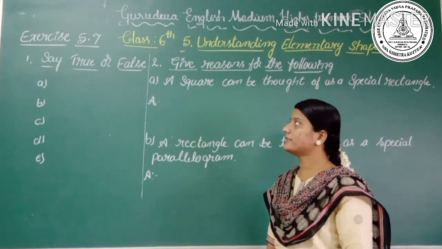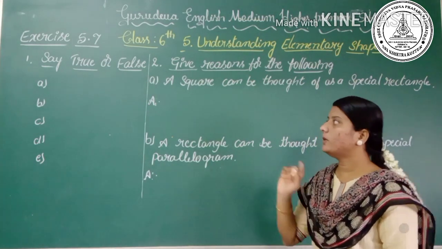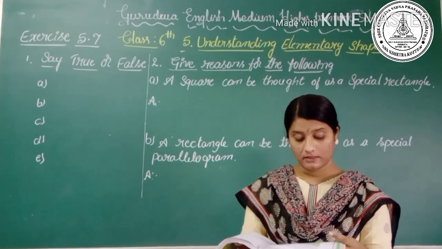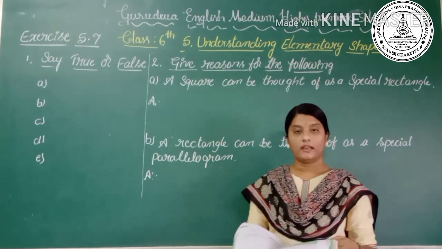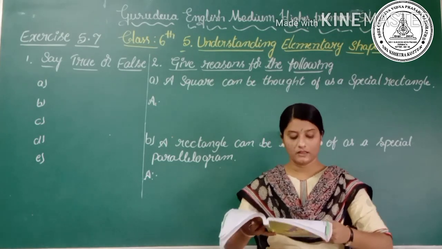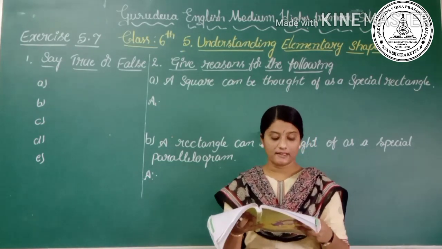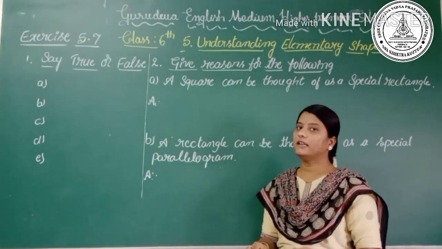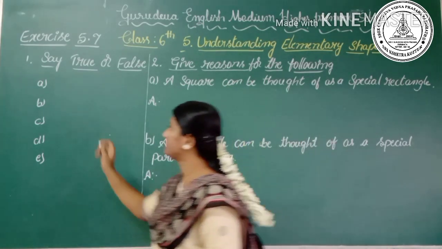In exercise 5.7, the first main question is to say true or false. Look at the textbook. A1: Each angle of a rectangle is a right angle. Yes, each angle of the rectangle is a right angle. It is true.